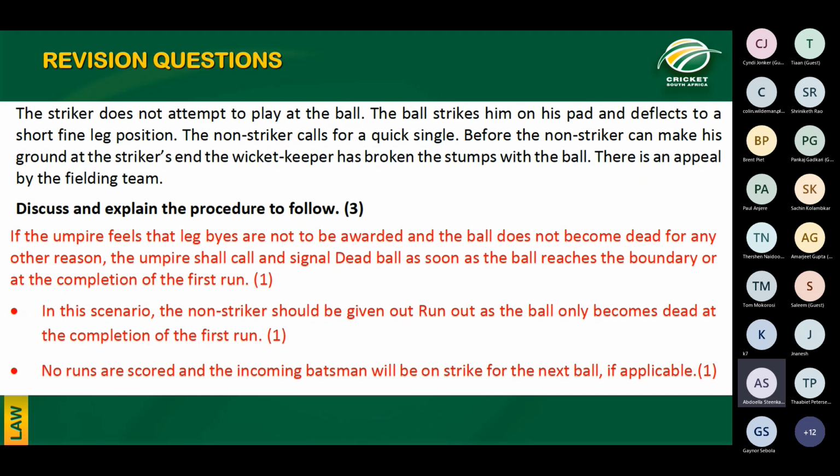Because the first run was not completed, the fielding side are still allowed to run out either of the batters, and which they did in this case. That's why the non-striker in this scenario shall be given out run out. So no runs shall be scored from this delivery, and the striker needs to be sent back to his or her original end.